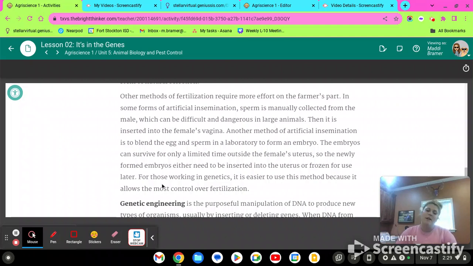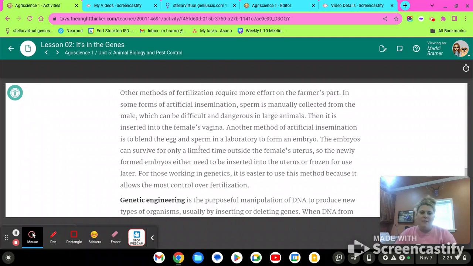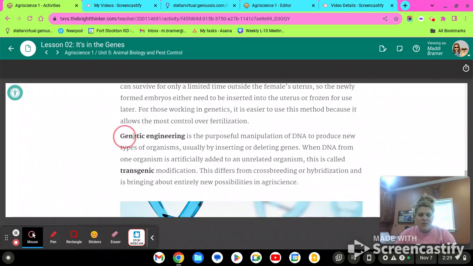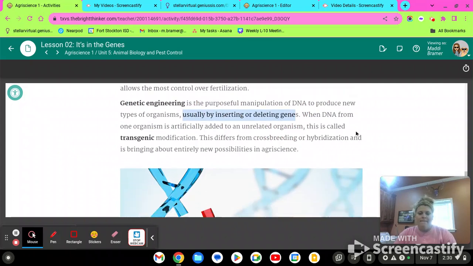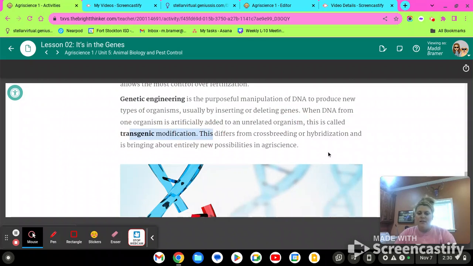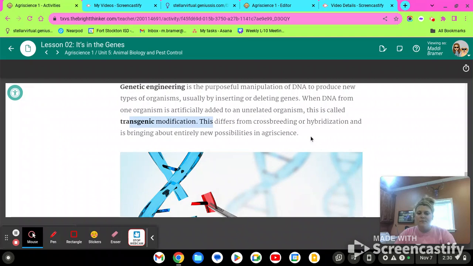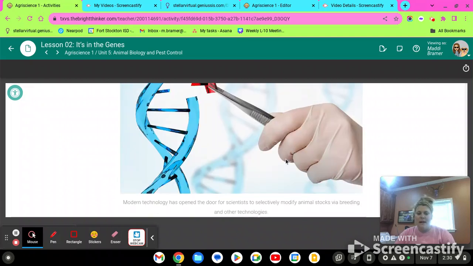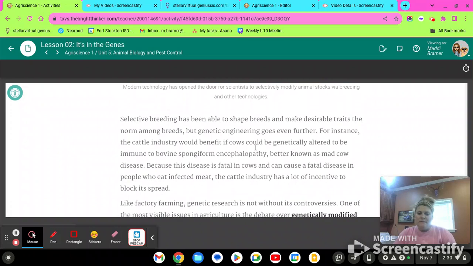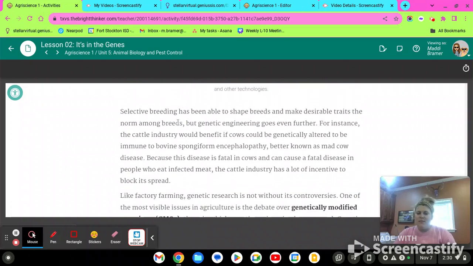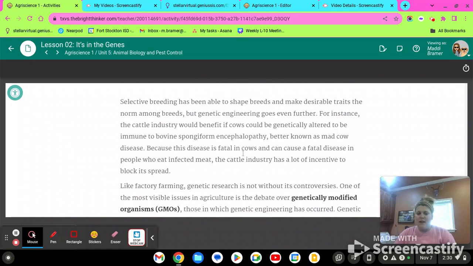So there are a lot of different ways you can go around it, a lot of ways that ranchers manipulate genes in order to get the best product. Genetic engineering is the purposeful manipulation of DNA to make new types of organisms. So it says when DNA from one organism is artificially added to an unrelated one, it's called transgenic modification. It differs from crossbreeding and hybridization because it's bringing new possibilities in agriscience. So it's like we started with selective breeding, and now we get genetic engineering that goes way further.